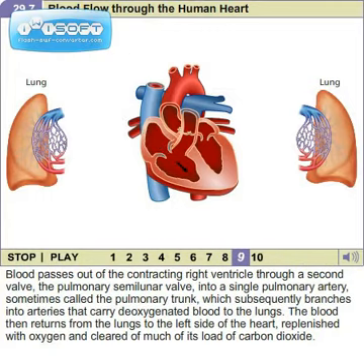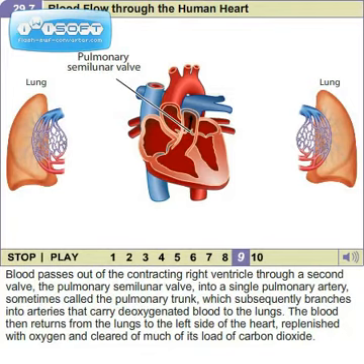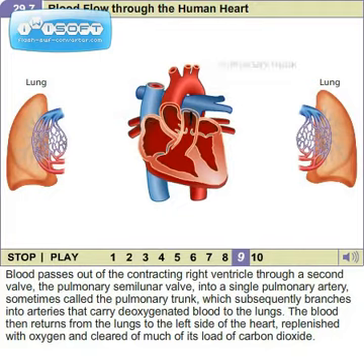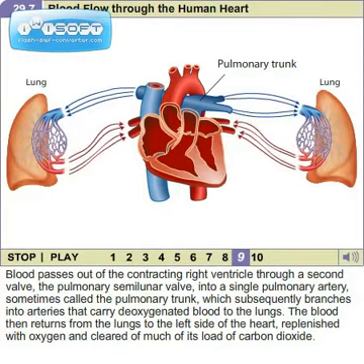Blood passes out of the contracting right ventricle through a second valve, the pulmonary semilunar valve, into a single pulmonary artery, sometimes called the pulmonary trunk, which subsequently branches into arteries that carry deoxygenated blood to the lungs. The blood then returns from the lungs to the left side of the heart, replenished with oxygen and cleared of much of its load of carbon dioxide.